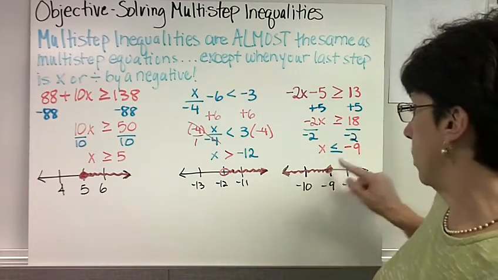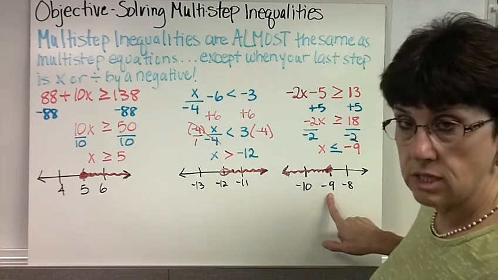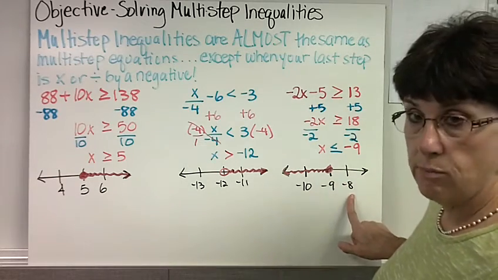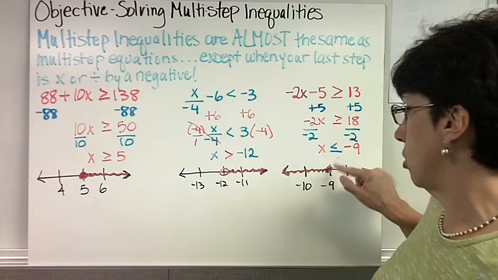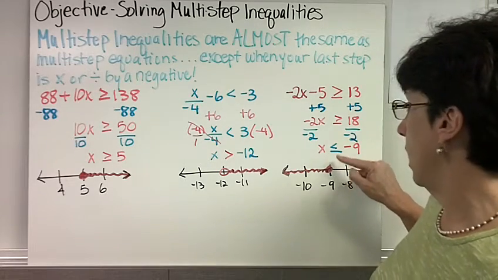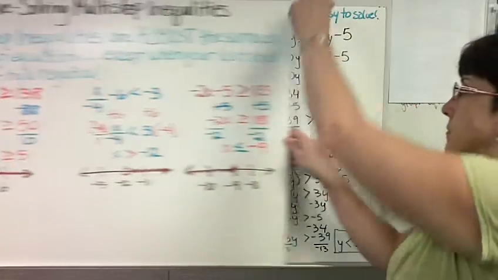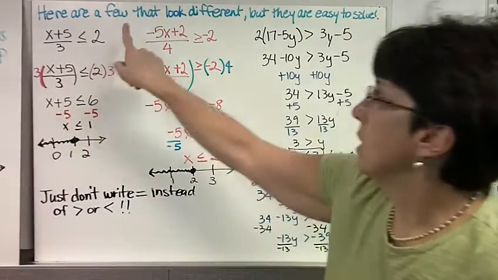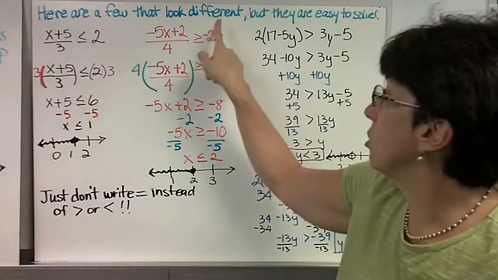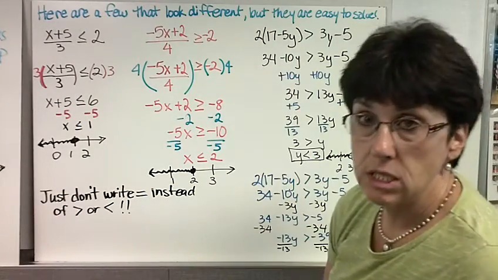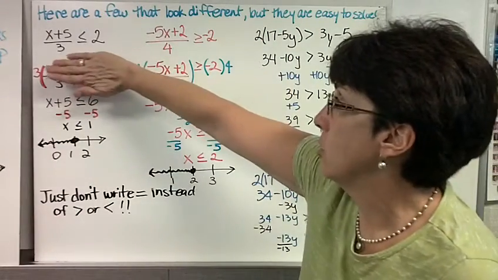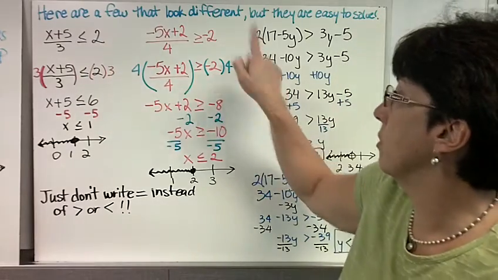Make my number line, 3 increment marks, solution in the center, numbers on either side appropriately, closed circle because it has the or equal to, and the direction line goes to the left. Here are a few that look different, but they are easy to solve. Okay, so we have 1, 2, 3.